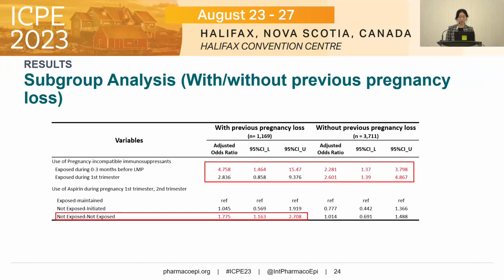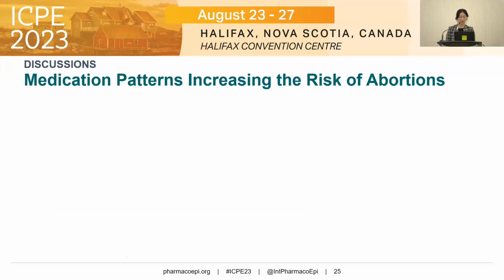When stratified by the presence of previous pregnancy loss, use of pregnancy-incompatible immunosuppressants during the first trimester was not significant, which we interpret as reflecting more cautious prescribing in this population, with a large confidence interval. And no use of aspirin was associated with significantly increased risk in episodes with previous pregnancy loss.